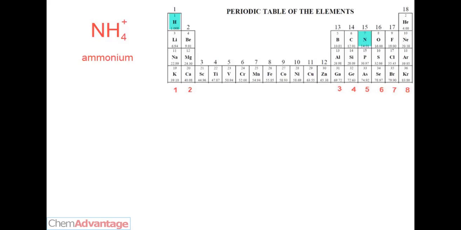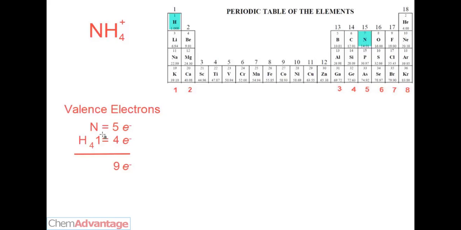Okay, Lewis dot structure. Next thing, we've got to do our valence electrons. So we've got hydrogen, our lovely hydrogen. It only needs one valence electron, a pair of electrons on it, and nitrogen. So here we go. One nitrogen, 5 electrons, 4 hydrogens, each with one valence electron, gives us 4 electrons, and then we get 9 electrons as our total.